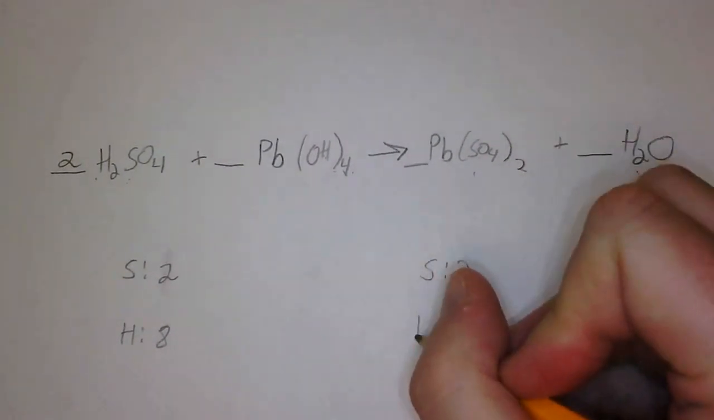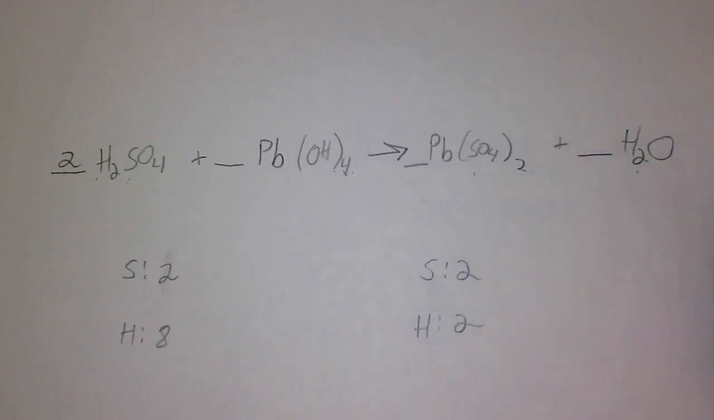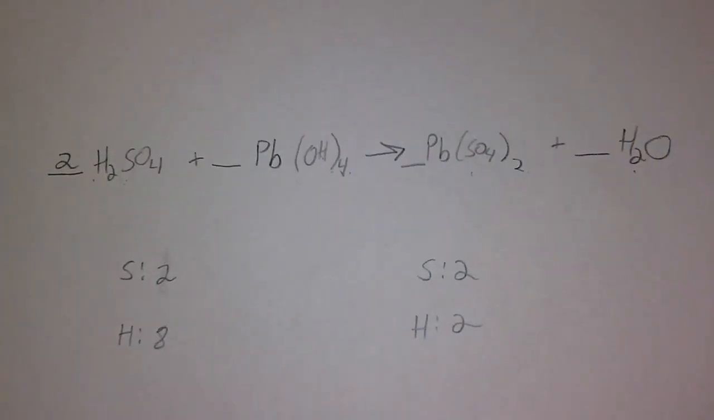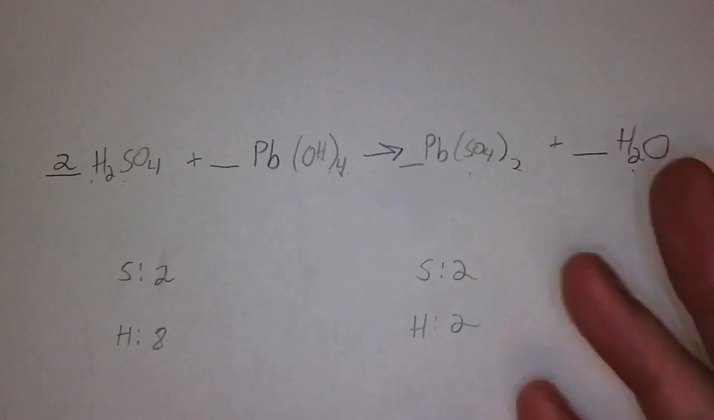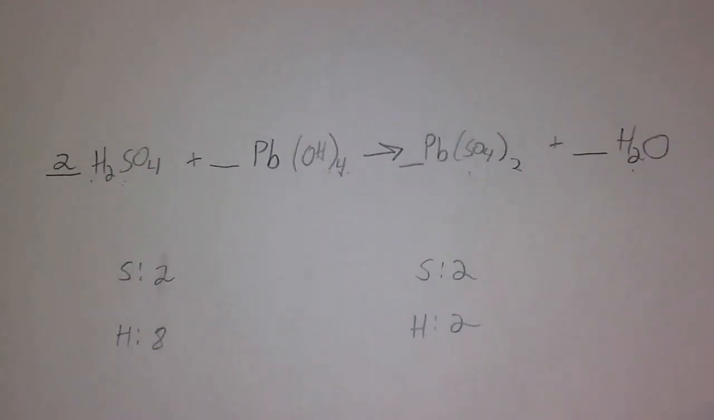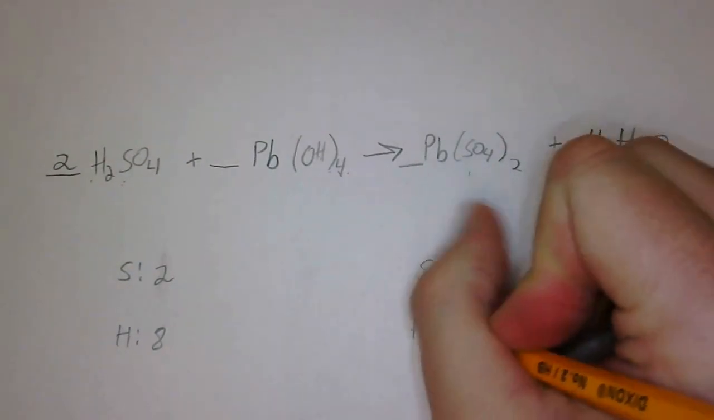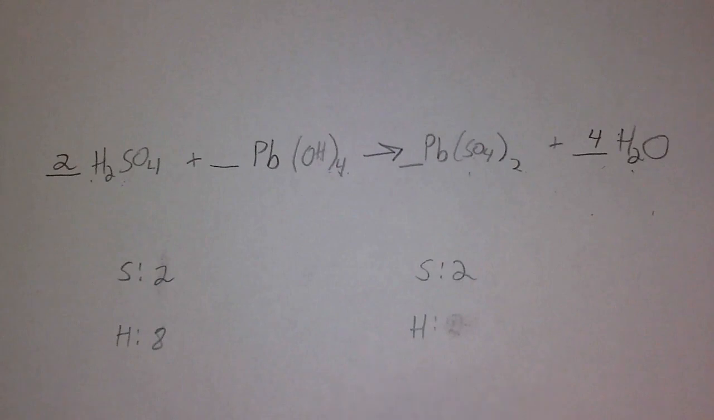Over here, I only have 2 hydrogens. Well, that's no good. Those don't equal. So what can I do? Well, I could put a 4 here. And if I do that, now I have 8 hydrogens over here. All right, so I fixed the sulfur problem. I fixed the hydrogen problem.